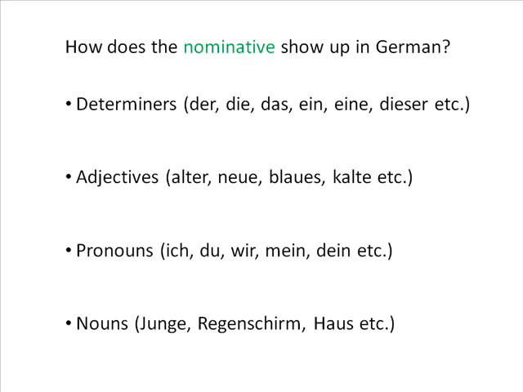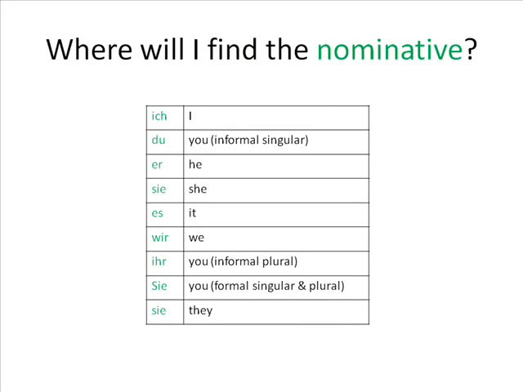With pronouns too, it's pretty simple. It's the first form you're likely to have learnt of them, so "ich", meaning I, "du", meaning you informal singular, "er, sie, es", meaning he, she, it, "wir", meaning we, "ihr", meaning you informal plural, "Sie", meaning you formal, and "sie", meaning they, are the nominative personal pronouns.